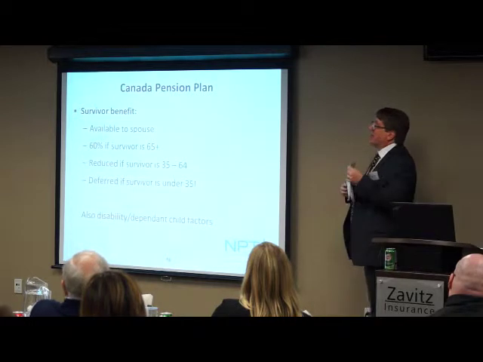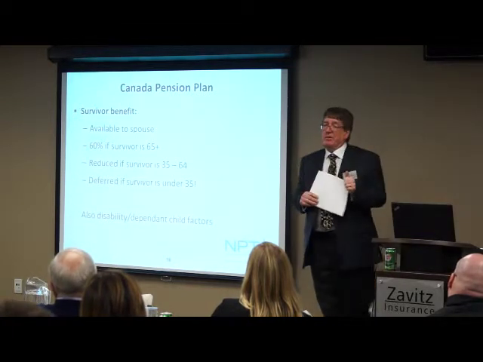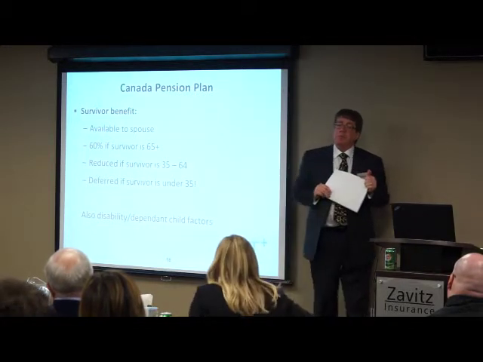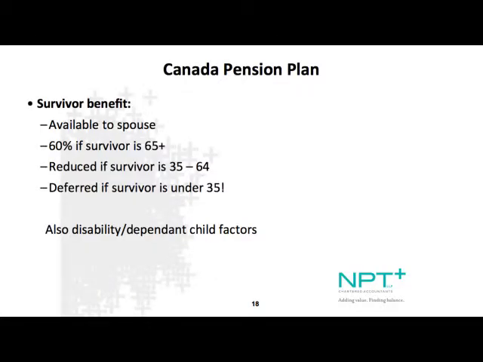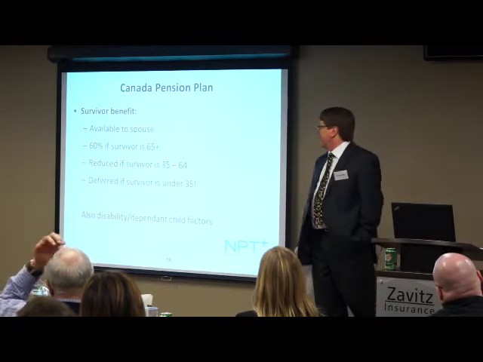Last one is the survivor benefit, and this is payable to a spouse. And it's the Income Tax Act definition of a spouse, so married or common law. Anyway, what happens if the survivor is 65 years of age or older? The survivor gets a pension of 60%. If the survivor is between 35 and 64, it gets reduced.